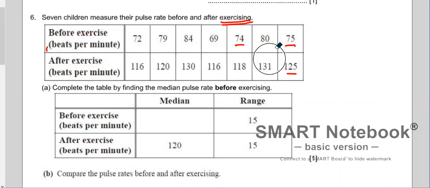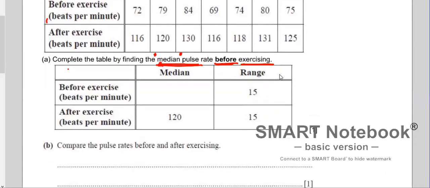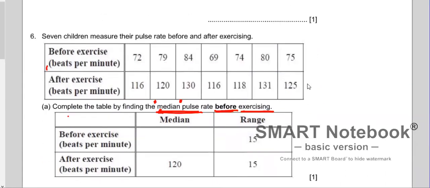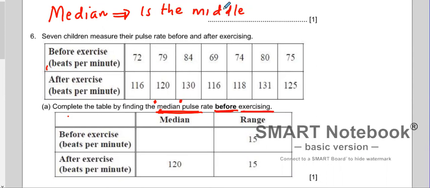Now, let us see the question. Complete the table by finding the median pulse rate before exercising. The median. So you can see there is a terminology here, median. Let me define what a median means. Median, the way it sounds, is the middle value, the middle number.